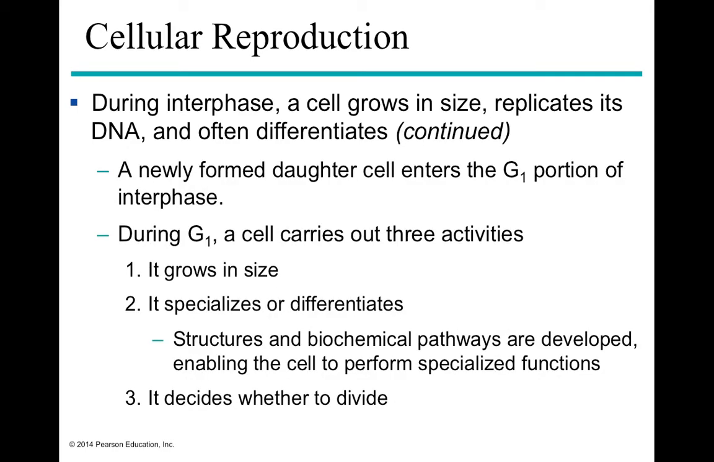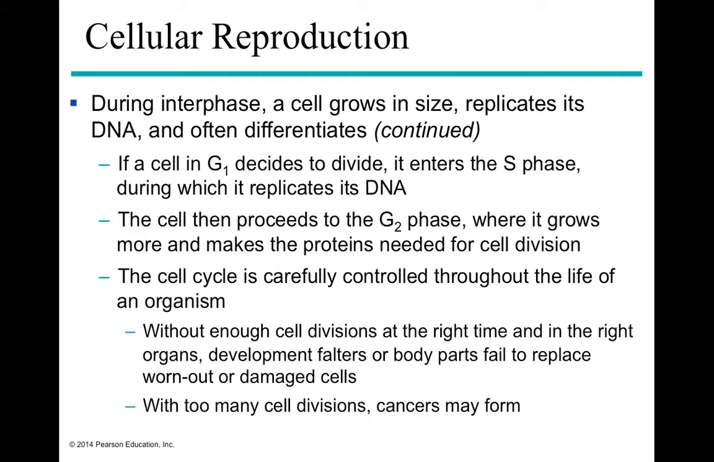So during G1, we have 3 major things that have to happen. One, we're going to undergo a cellular growth period, and we're going to end up with specialization, especially occurring, so differentiation can occur, and then they have to make the decision whether or not to enter into S phase. If they are going to divide, they're going to have to enter into S phase. If a cell decides to divide, it's going to go into that S phase or synthesis phase, and that's going to be when it's replicating its DNA.